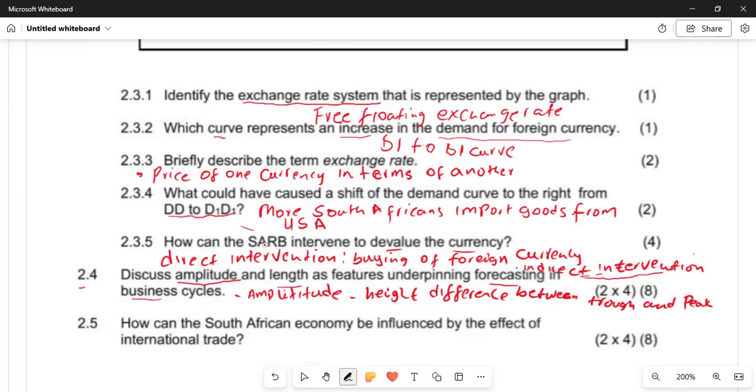That's what it means. Also, we can talk about length. Length is the time from one peak to the next.